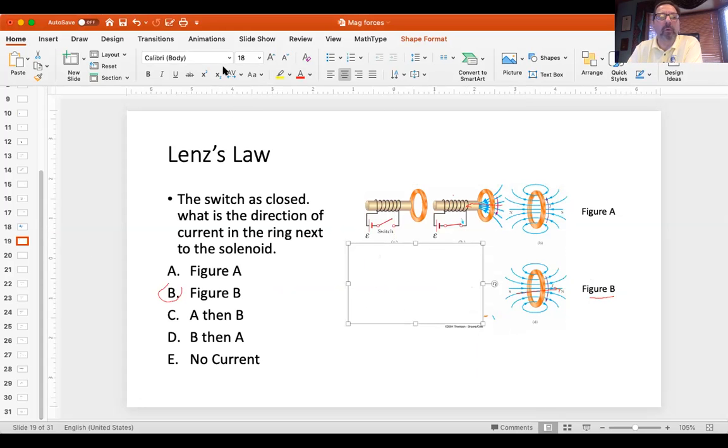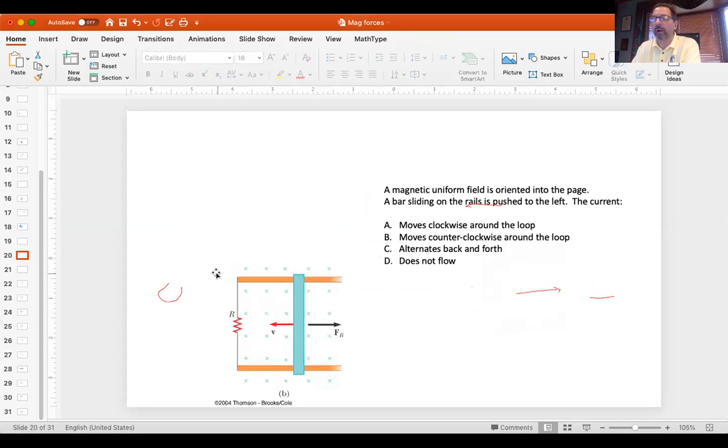All right, one of the things you'll notice is you have to visualize these fields around these loops. And so you have to have your right-hand rule in effect and clearly in your mind in order to work through these pictures.